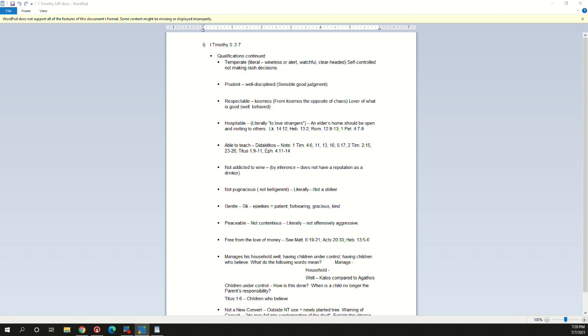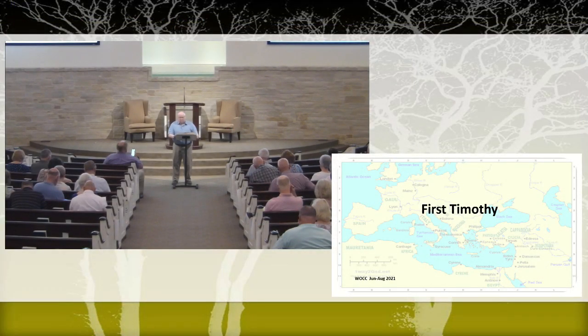First Timothy, third chapter. Let's start with the second verse. Actually, we're in the second verse a little bit further in, but we'll start right there anyway. Starting with the second verse, it says, "An overseer then must be above reproach, the husband of one wife or a one-woman man, temperate, prudent, respectable, hospitable, able to teach, not addicted to wine or pugnacious, but gentle, peaceable, free from the love of money. He must be one who manages his own household well, keeping his children under control with all dignity. But if a man does not know how to manage his own household, how will he take care of the church of God? Not a new convert, so he will not become conceited and fall into the condemnation incurred by the devil. And he must have a good reputation with those outside, so that he will not fall into reproach and the snare of the devil."